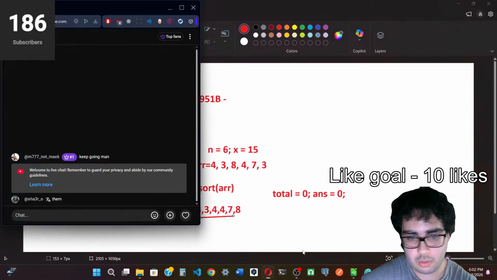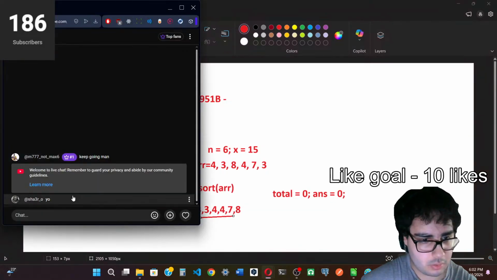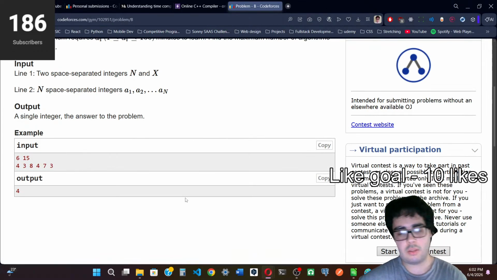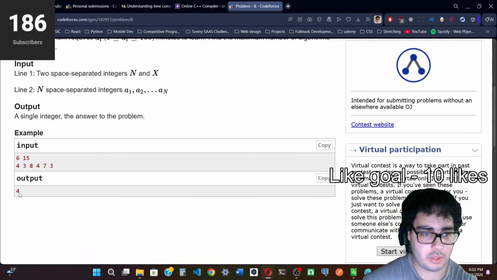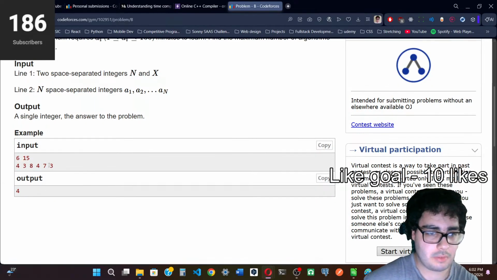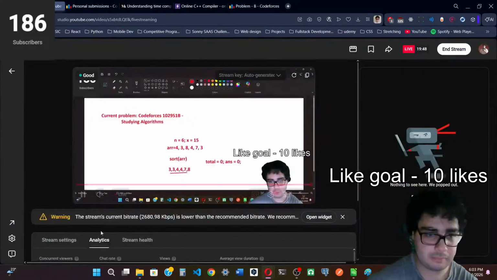So we stop counting after 4, and that is basically how that works.